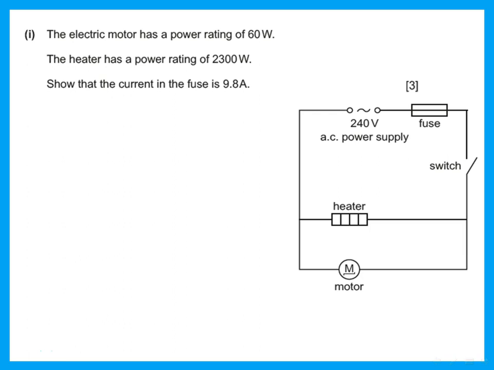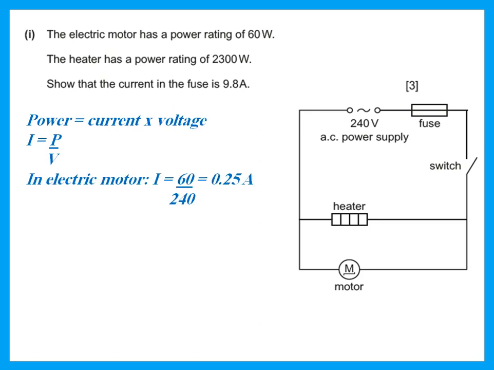Now show that the current in the fuse is 9.8 amperes. So if I have the power in each one, I can get the current in each one. So power is current times voltage. So if I want the current, it is the power over the voltage. So if I look at the electric motor, the current going through the electric motor is 60 watts over 240, which is the voltage, and that gives me a current of 0.25 amperes.